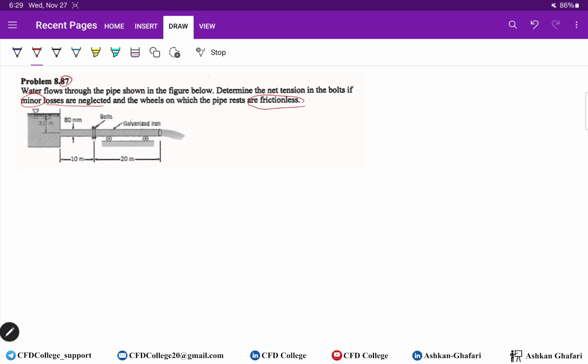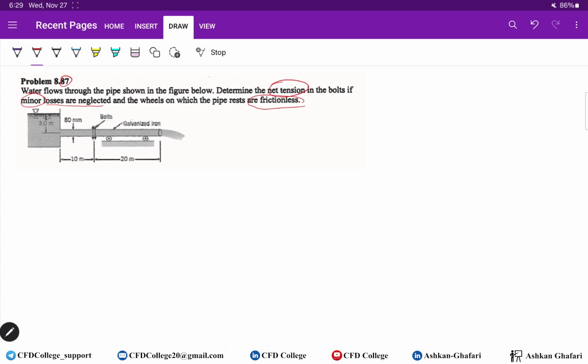So this is the pipe. We have a reservoir here. Water flows through this pipe. The diameter is 80 millimeters. It is fixed, so the velocity in the pipe is fixed. Here are the bolts. So we want to find the tension.